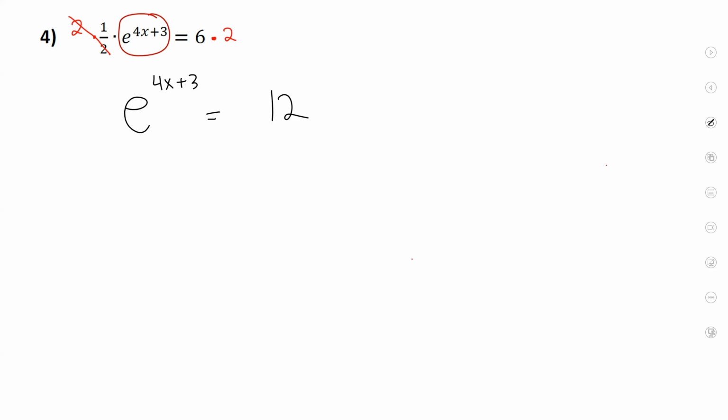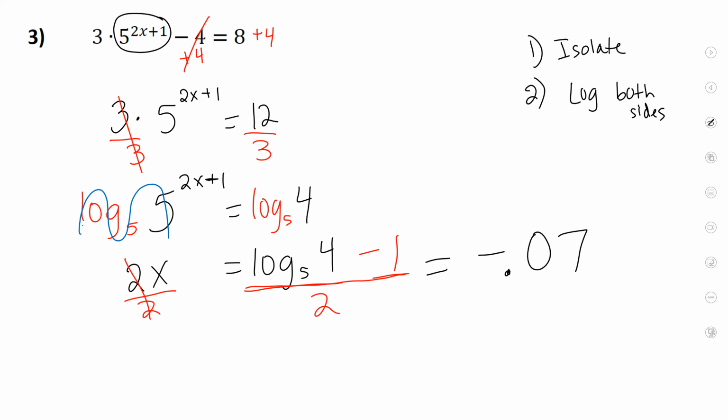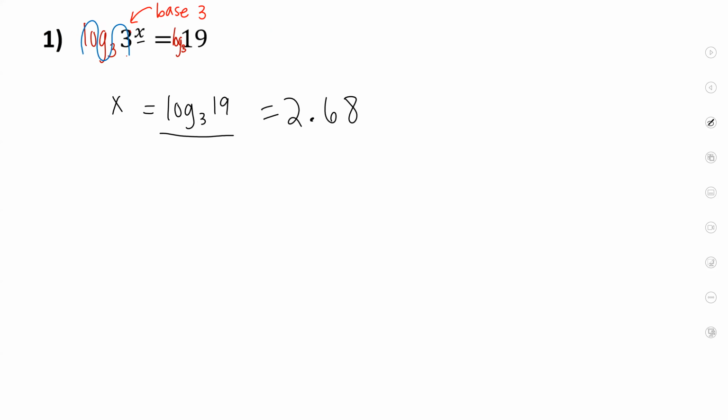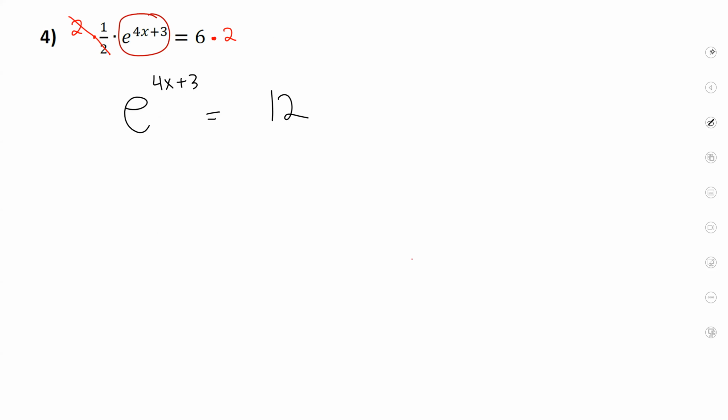Now, before when we had numbers, let me skip back a bit. Here we had a 5. So I did log base 5, correct? Here I had the number 4. So I did log base 4. Here I had the number 3. So I did log base 3. You could do that. But what I'm going to do is use ln. Whenever you have e, you're going to use ln. Okay? ln and e cancel each other out. So this is gone.